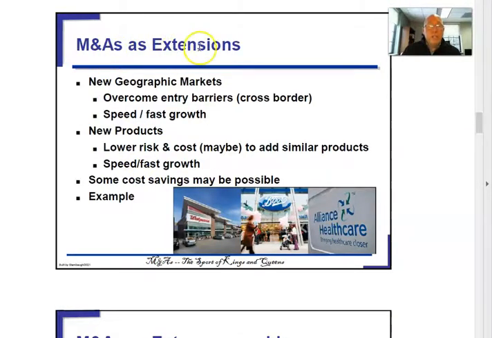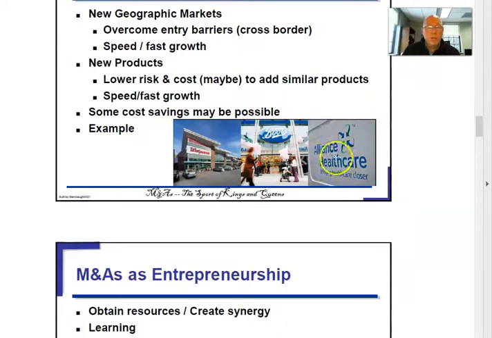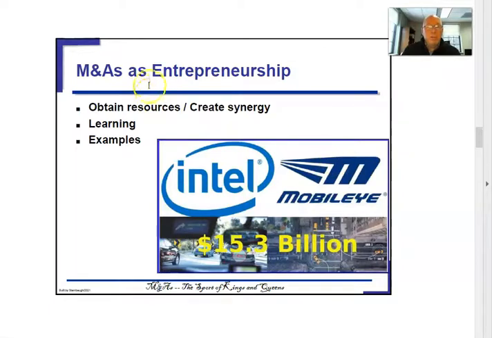Mergers and acquisitions as extensions. New geographic markets is pretty obvious, but remember too that a lot of companies do acquisitions to buy the new product lineup. And in theory, it's lower risk and lower cost because you already have the product developed, but that's not always true, although you may not want to remember that it's not always true for the test questions. But you have the price that you pay, you tend to gut your own R&D capability when you do that. M&A as entrepreneurship. This is when you're really trying to grow something new.